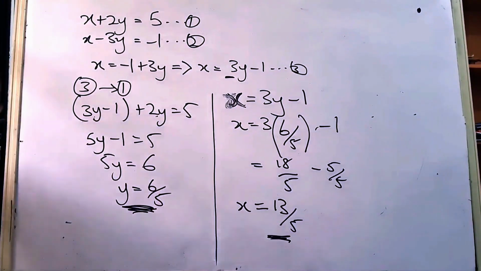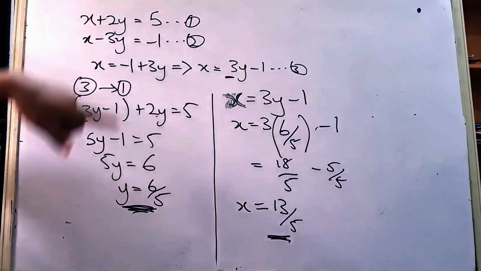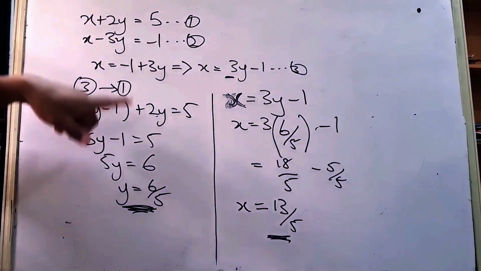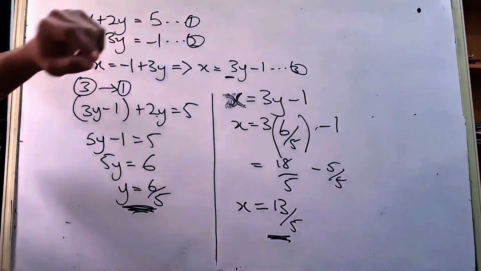Let's see whether it's correct. We have x, which is 13 over 5, plus 2y. 2y is 12 over 5. 13 over 5 plus 12 over 5 is 25 over 5, which is equal to 5.